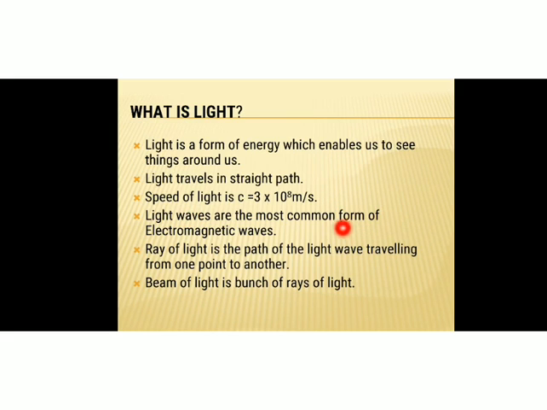Light waves are the most common form of electromagnetic waves. We will discuss more about electromagnetic waves in our chapter 8. So you just understand light wave is a form of electromagnetic wave. Then a ray of light is the path of light wave traveling from one point to another. You studied different types of ray diagrams in your class 10 physics, so you are familiar with a ray of light. A ray of light indicates the path of light. The arrow mark in that ray diagram shows the direction of light. A beam of light is a bunch of rays of light. So a group of rays can be considered as a beam of light.